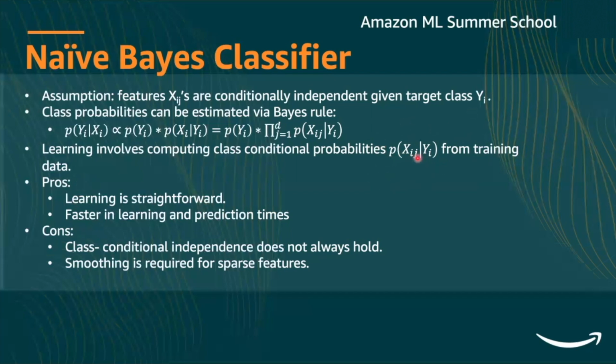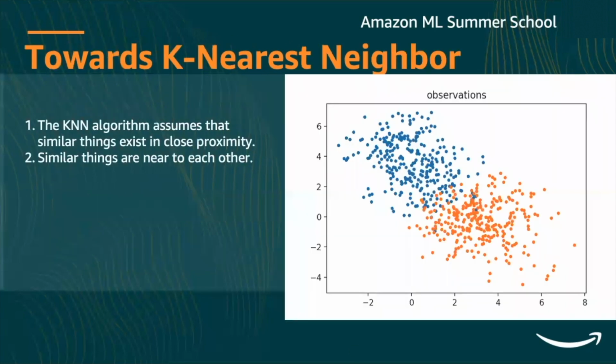So if you have 10 features and 2 classes, it will be a 10 cross 2 matrix. You need to just compute this 10 cross 2 matrix from the data itself. Now, as I said, there are cons to this as well, because it's naive. So the class conditional independence might not always hold. The smoothing might be required for sparse features, right?